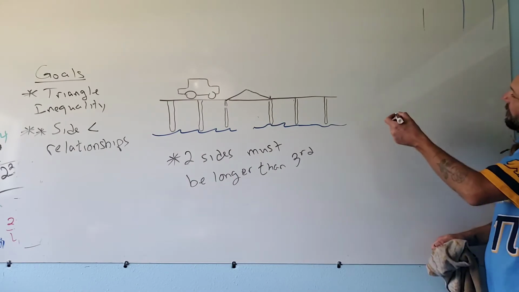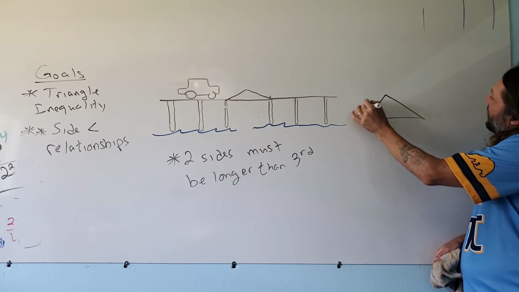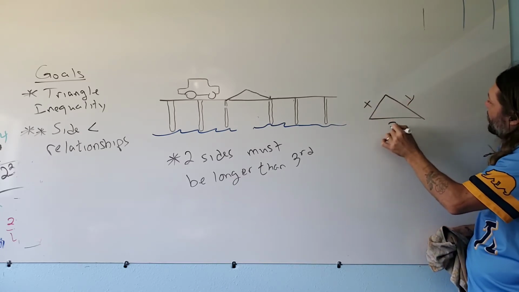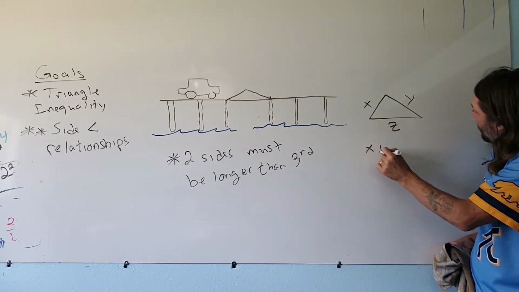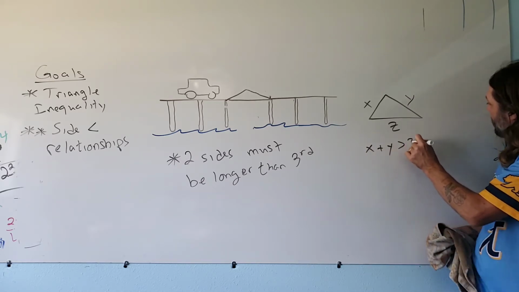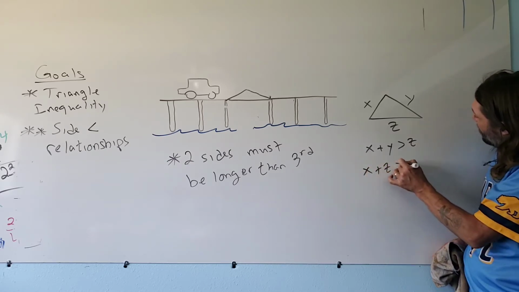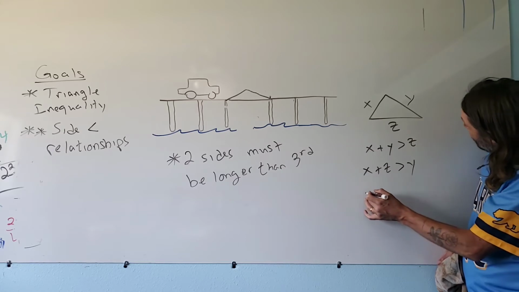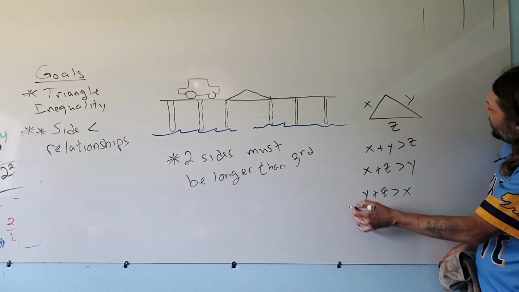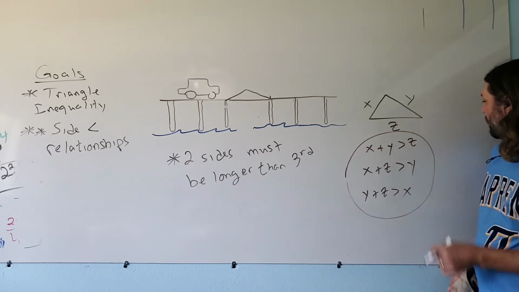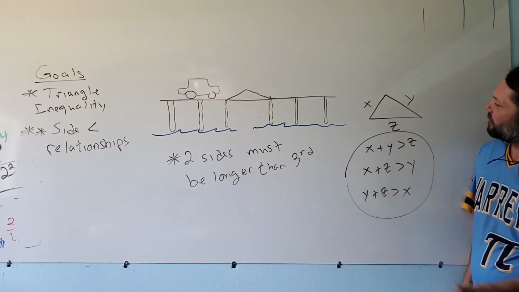We have some random triangle, and this side length is x, this side length is y, and this side length is z. Using that idea, length x and length y must be longer than length z. And the same would be true for length x and length z. That should be longer than length y. And length y and length z must also be longer than length x. And so we get this series of inequalities from this idea that the two sides must be longer than the third. This is the triangle inequality, right?